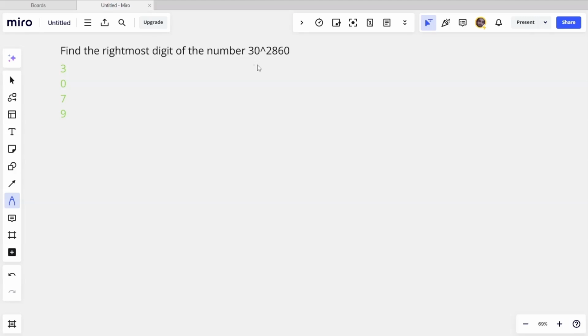Find the rightmost digit of the number 30 raised to the power 2860. As we know the power cycle concept, if the unit digit is 0 in the base, it doesn't matter what the power is, the resultant value will always be 0. So our second option is the correct option.